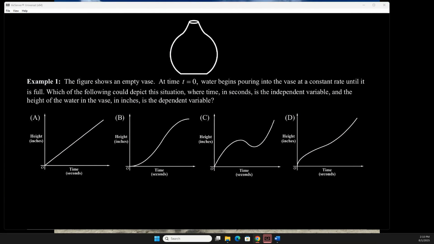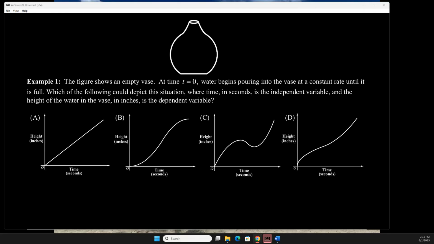Okay, so we're going to start with kind of a challenging example. So we have this vase, it's an empty vase, and at time t equals 0, water begins pouring into the vase at a constant rate until it is full. Which of the following depicts this situation where time in seconds is the independent variable and the height of the water in the vase in inches is the dependent variable? So water is getting poured in at a constant rate. For this vase, is the height changing at a constant rate?